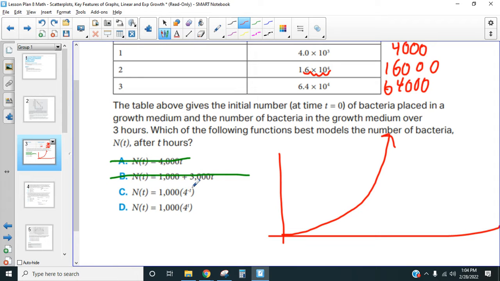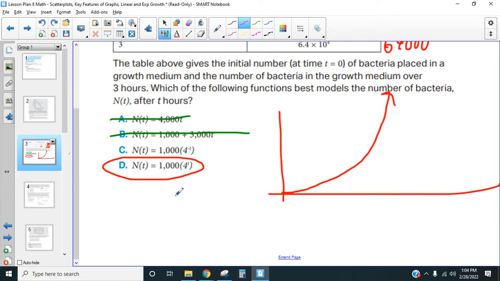Is it 4 to the negative t or 4 to the t? 4 to the t. If it's a negative exponent, that would mean it's actually decreasing. It'd be decay at a certain amount. All right. So let's use this question as kind of a format. Here's what you should write.